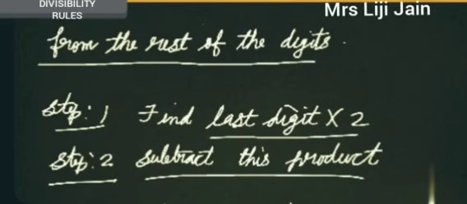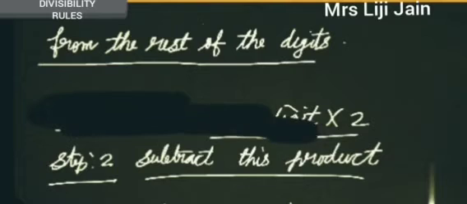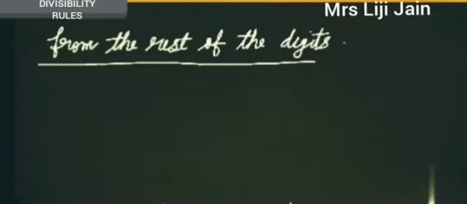rest of the digits. And next, if the answer obtained is divisible by 7 or the answer is 0, very important, it will be explained in the coming class. Now please write down the rule. Just write down the rule.